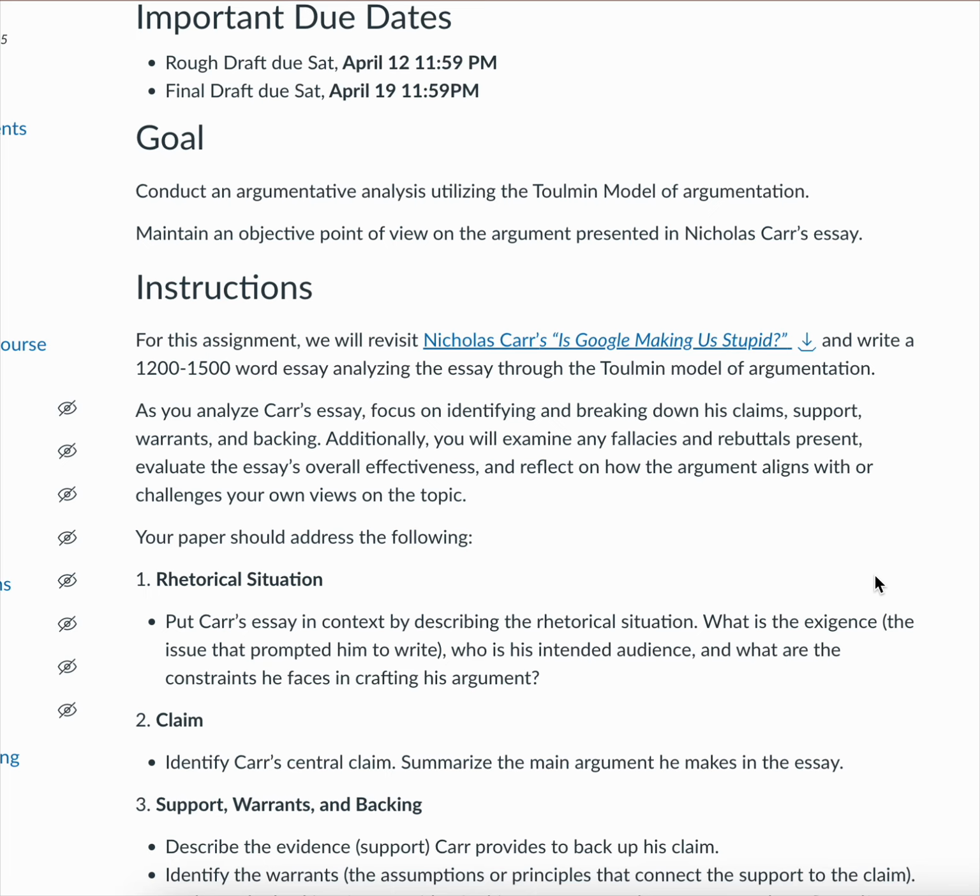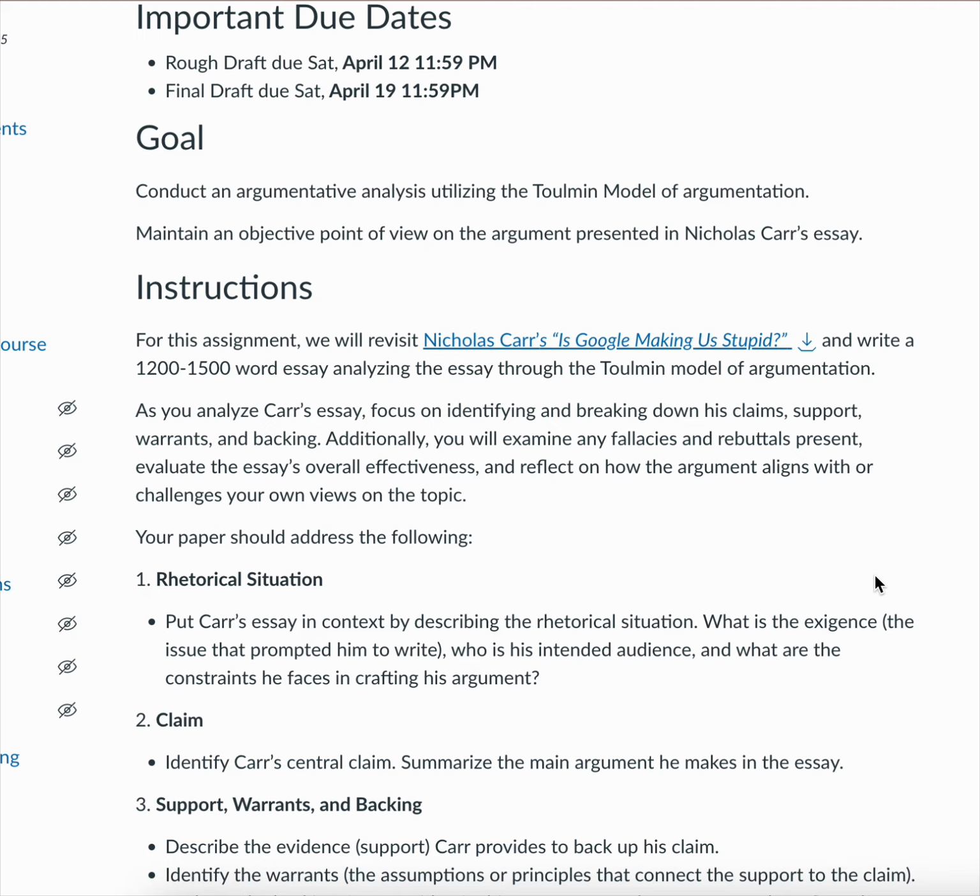So let's really quickly talk about everything you need to know for our upcoming argumentative analysis using the Toulmin model of argumentation. In this assignment, you're going to be analyzing Nicholas Carr's essay, "Is Google Making Us Stupid?" Now we're familiar with this because we did a summary and response assignment previously. So hopefully you are not totally in the dark about it.